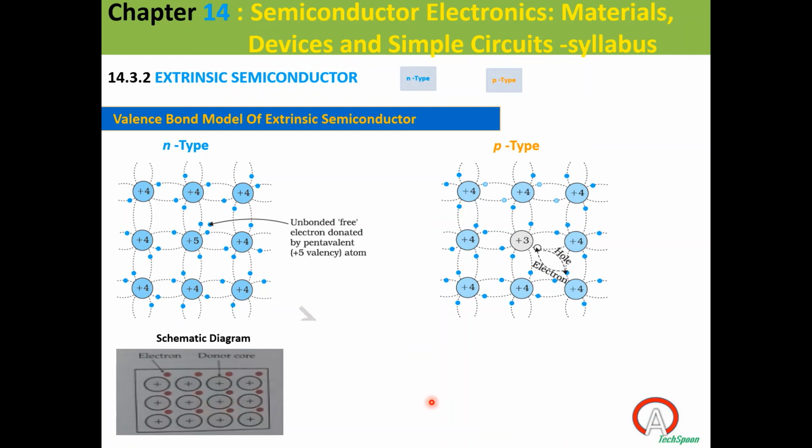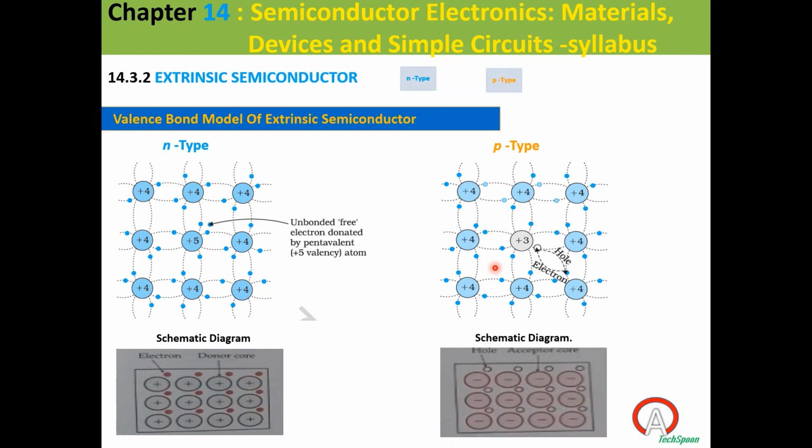The same way, can you draw the schematic diagram for this p-type semiconductor? What will be the difference when compared to this? Negative charge. The core will be negative, that is the acceptor. This will be negative, because instead of these electrons we will have holes, because here holes are generated, here electrons are generated.